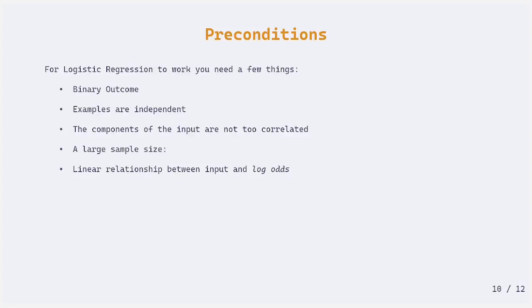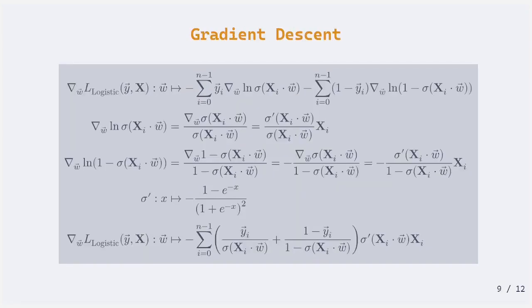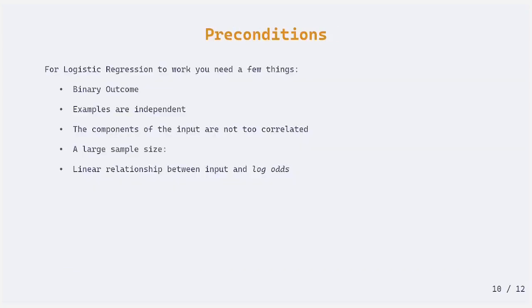And if your examples aren't independent, then you're not going to be able to use this formula, because you're not going to have this big product of independent Bernoulli samples, which then doesn't get turned into this sum. So if your examples are dependent, then you're going to need a much more complicated solution. If the components of the input are too highly correlated, it's also going to break down.